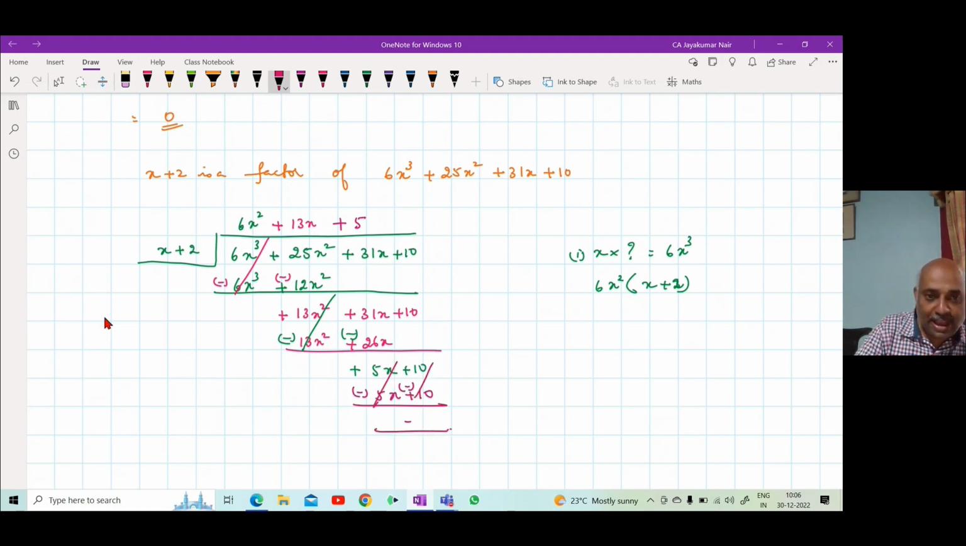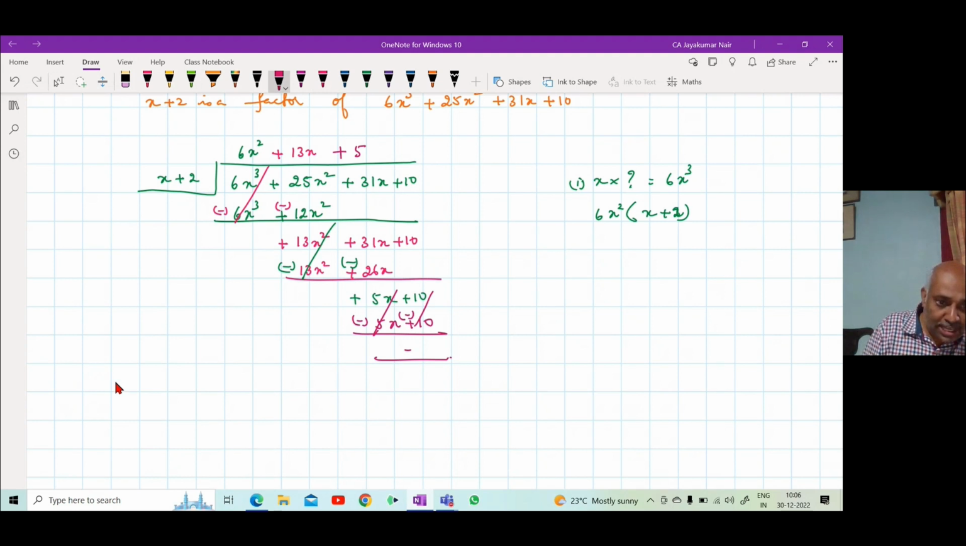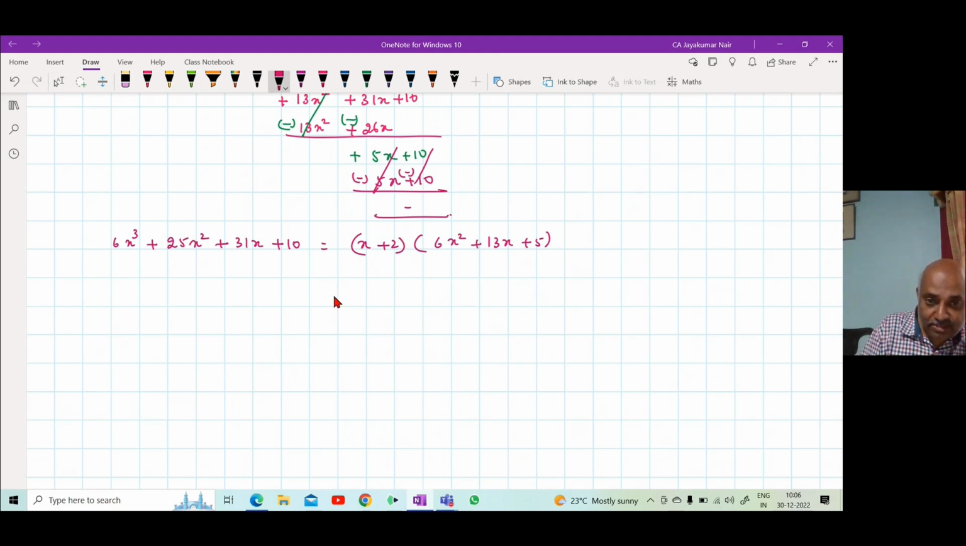So we have factorized 6x cubed plus 25x squared plus 31x plus 10 is equal to this into this. That is x plus 2 into 6x squared plus 13x plus 5. Please remember 6x squared plus 13x plus 5. Again, we can factorize this. So we are going to factorize this further.